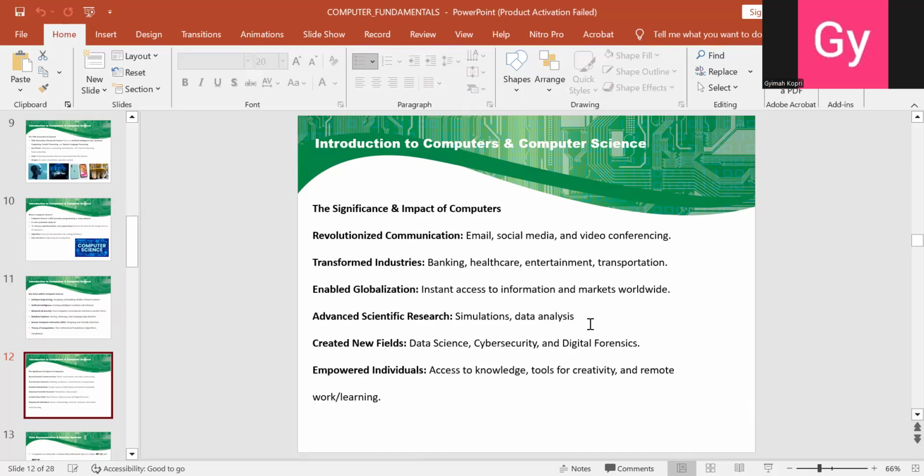Then we have data analysis. Sometimes we have to pick data and we get insight out of the data. Then we create new fields. Through this we have data science, cybersecurity, and digital forensics. So I think this cybersecurity, before you complete, we have to introduce you to it. And students normally like this course because some of them want to use it to hack. But please, you have to clear that thing from your mind. You are not supposed to hack.